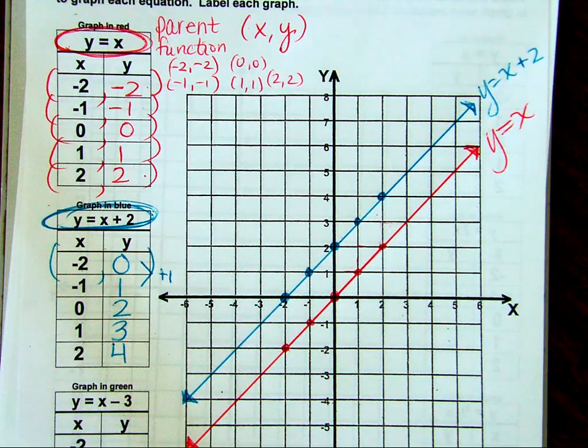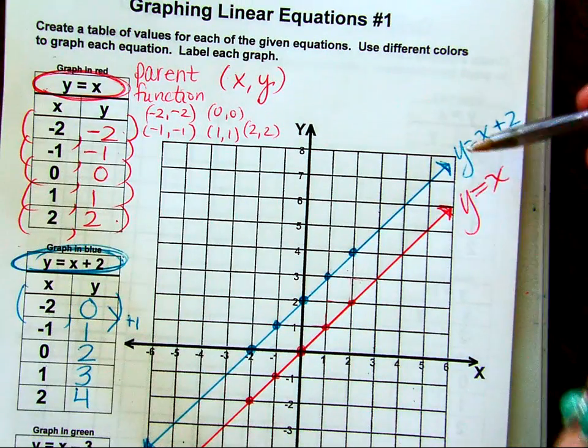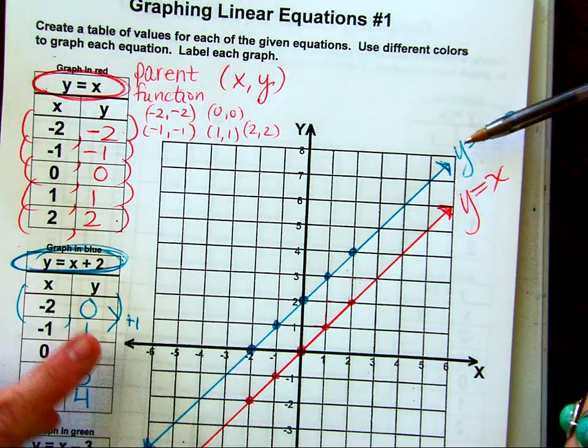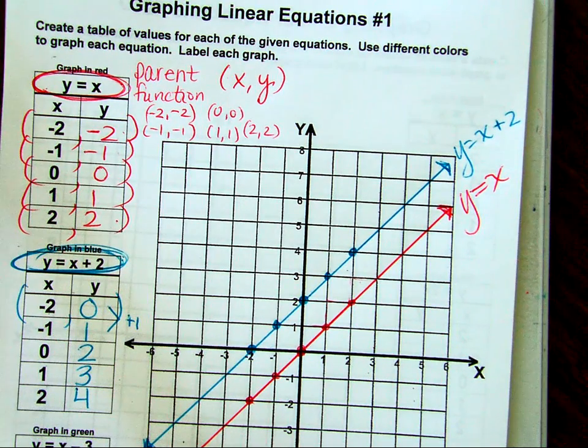So what is the relationship between this red line and the blue line? What did the blue line do? It took the red line and it did what to it? Shifted it up 2 units, right?